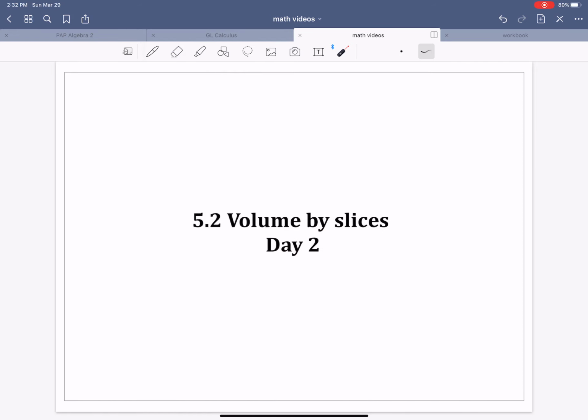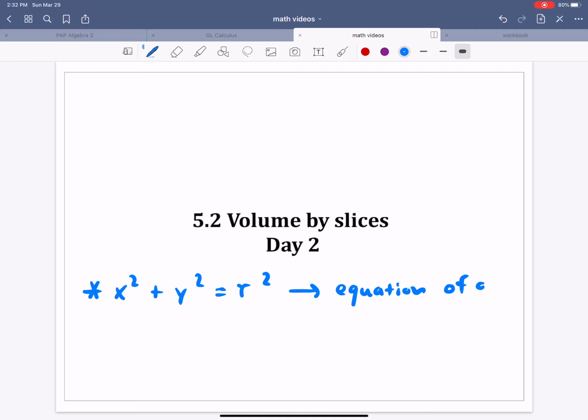So 5.2, volume by slices, day 2. Now there's a couple of notes that I want you to keep track of before we even begin. Reminder number 1 is what we're going to look at today is what happens when our base is actually a circle. So you need to remember that x squared plus y squared equals r squared is the equation of a circle centered at the origin, which is all we need to do for today.